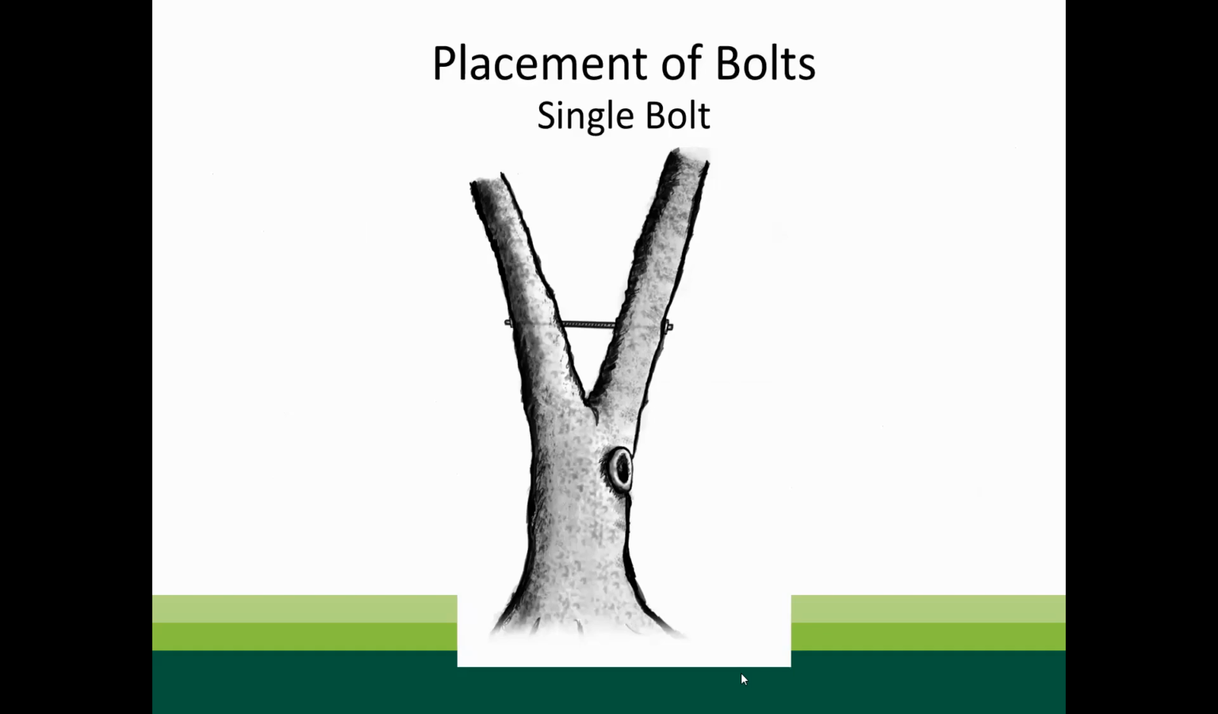So when a single bolt is being used, we need to place it above the union by 1 to 2 times the branch diameter. So if we have a 10-inch diameter limb, we need to install the bolt 10 to 20 inches above that union.